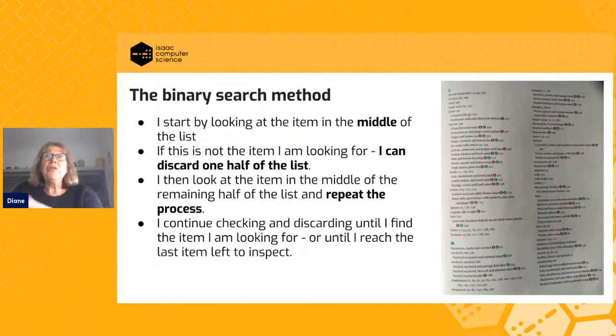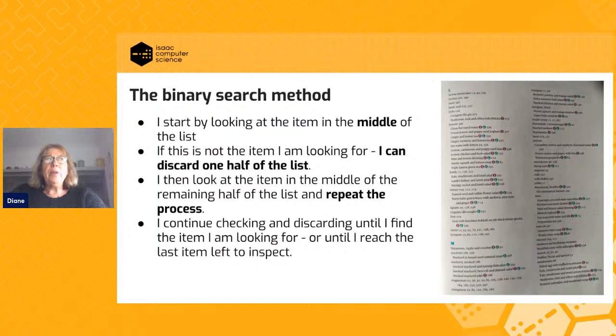At this point, I'll just repeat the process. I'll look at the central item of all of the ones I've got left, the first half of the book. And again, I'll do that check: is it before the one I'm looking for, or is it after? And again, I can discard half of the list. I'm going to keep repeating this process, checking and discarding half until I find the one that I'm looking for.